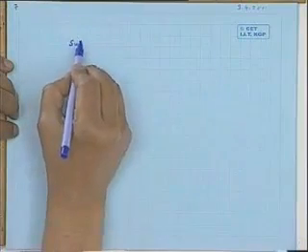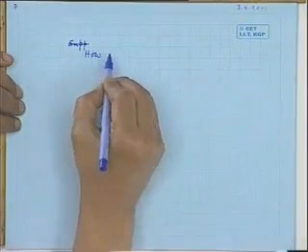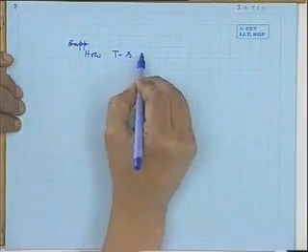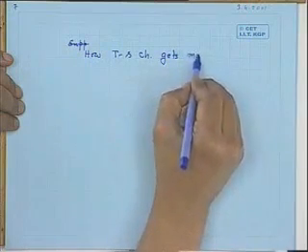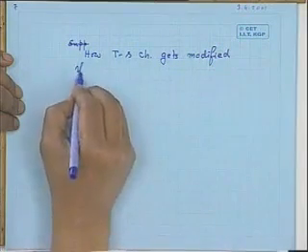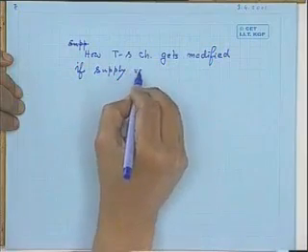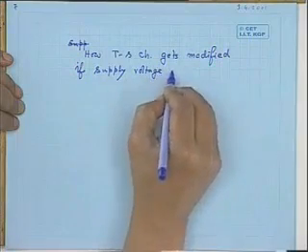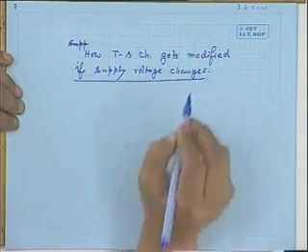Now, another thing I will tell you. So this is the rotor resistance variation we have studied. Suppose, how the torque slip characteristics get modified if the supply voltage changes.